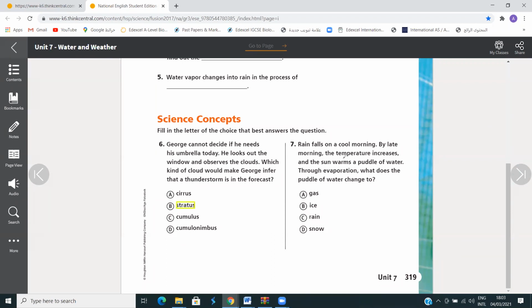Rainfall, cool morning, by late morning temperature increases and the sun warms the body of water through evaporation. In evaporation, it changes from liquid to gas. With evaporation, we change liquid state to gas state. So we will talk about that.